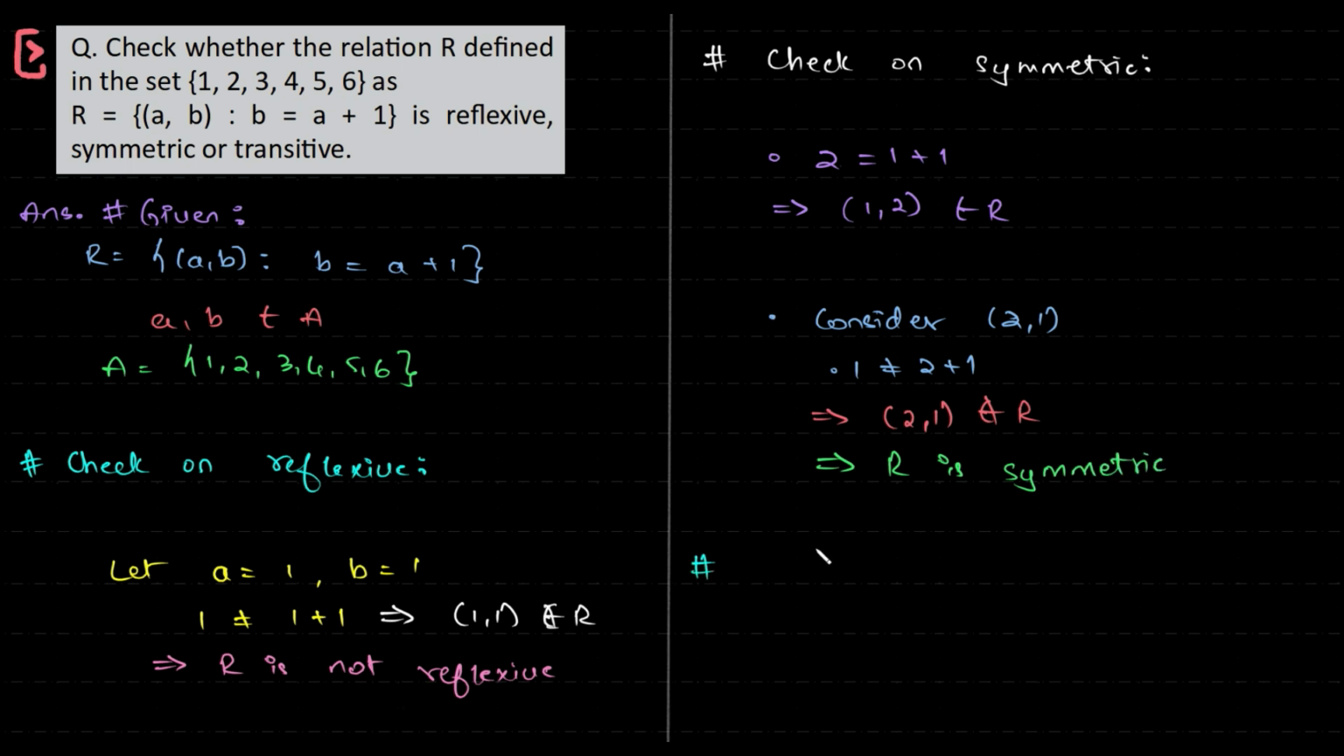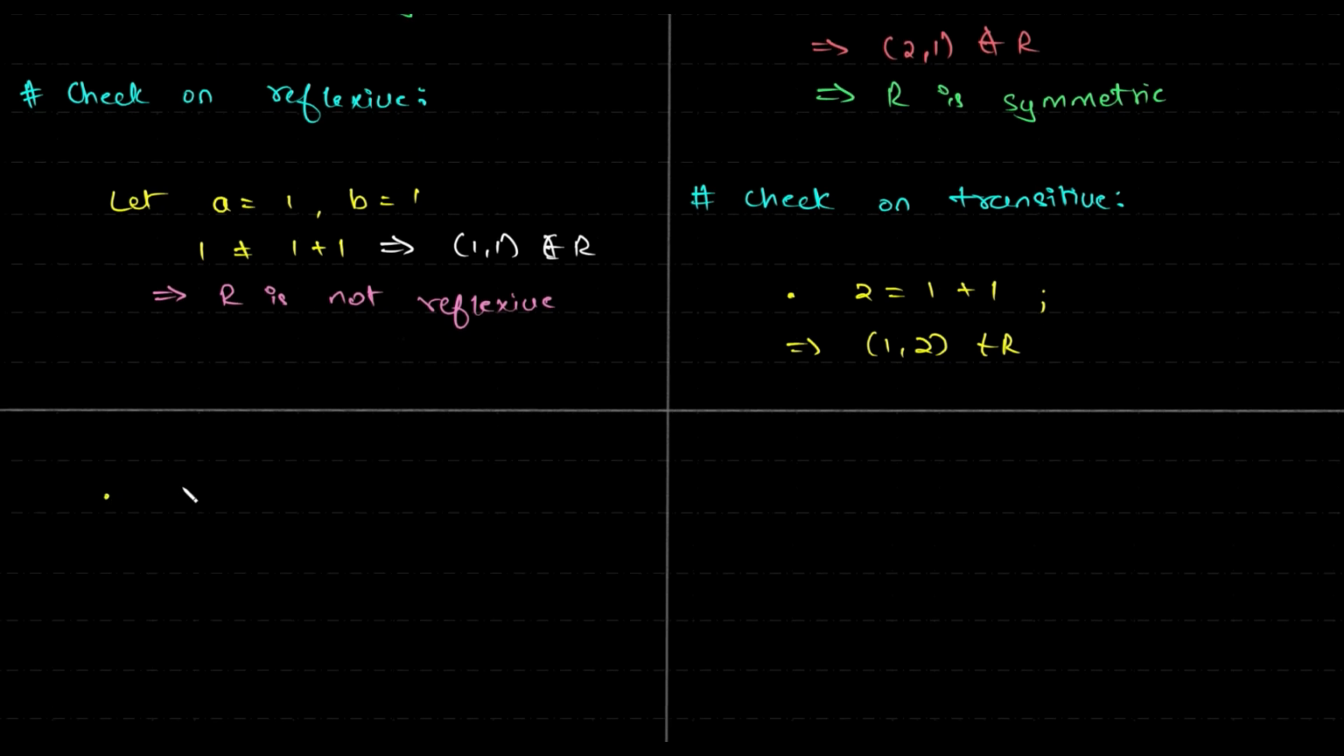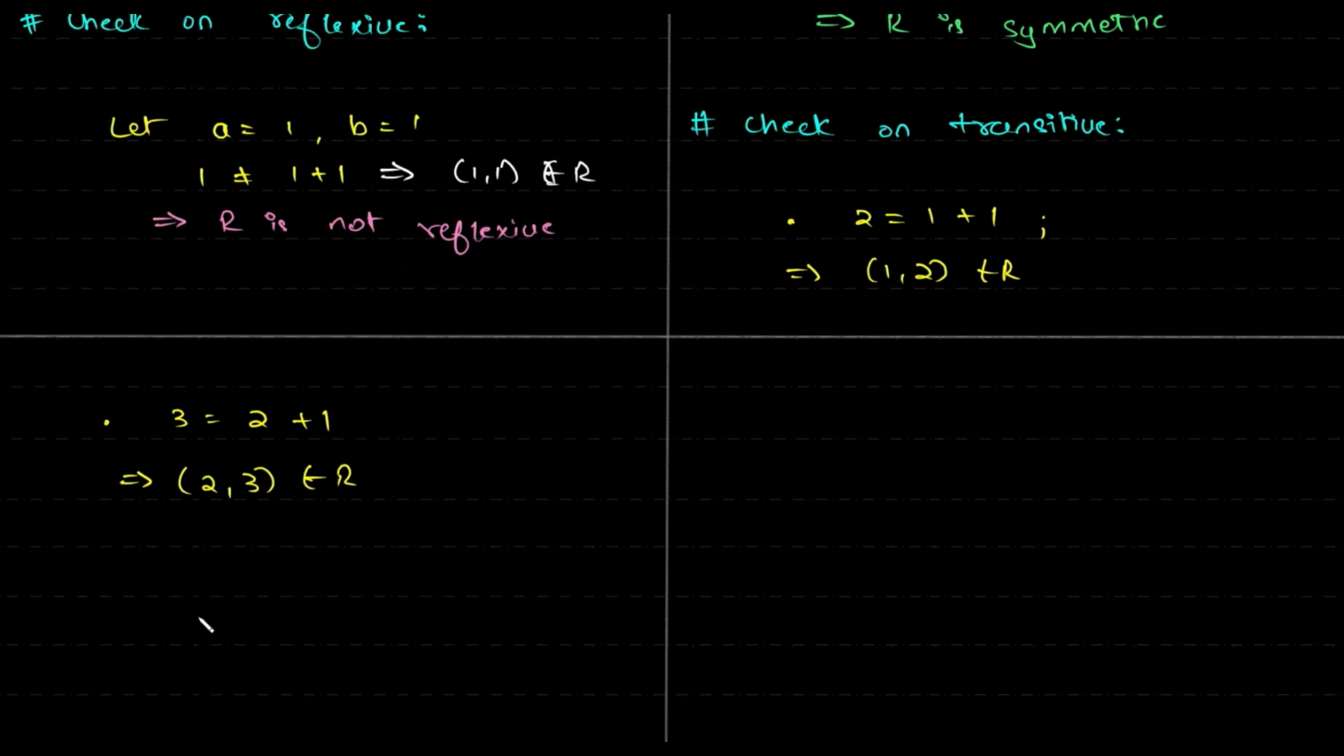And next is transitive. Check on transitive. So here we'll consider again 2 is equal to 1 plus 1. So from this we can tell (1, 2) does belong to R. And next example I'm going to pick up 3 is equal to 2 plus 1. And from this we can tell (2, 3) will belong to R.